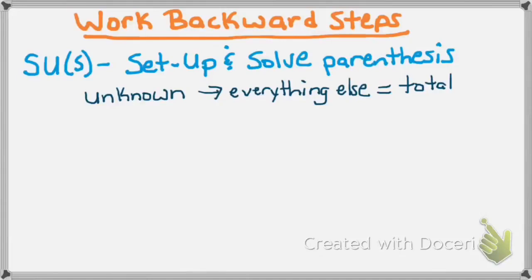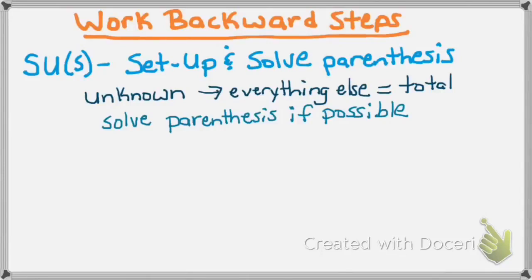When we have all of that written, we do the solve parentheses. So if what's in the parentheses can be solved and there isn't a variable or an unknown letter in there, we solve all of the parentheses. This is the SUS, the first step of work backwards: setup and solve parentheses.